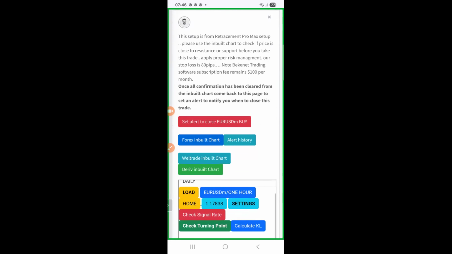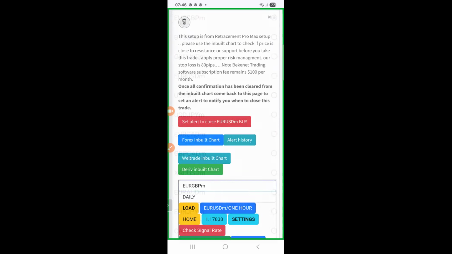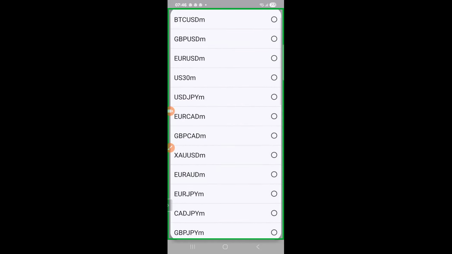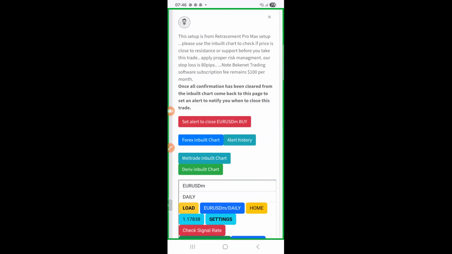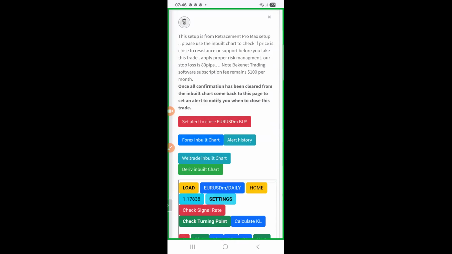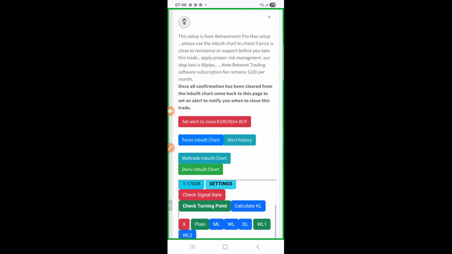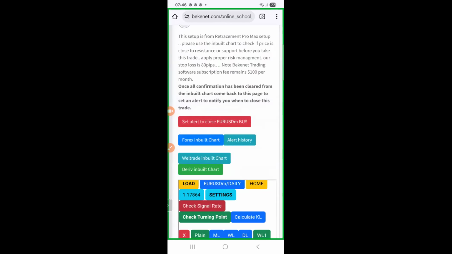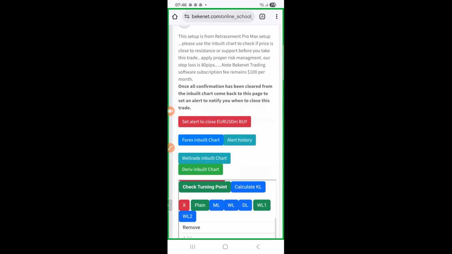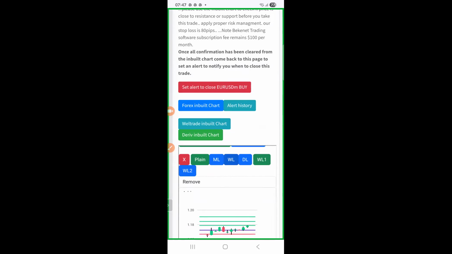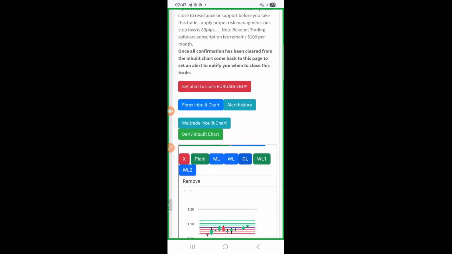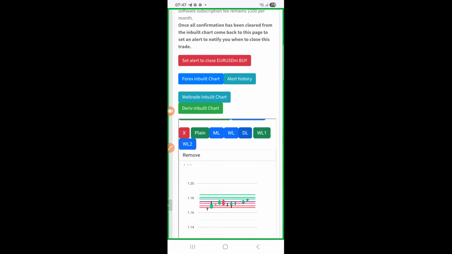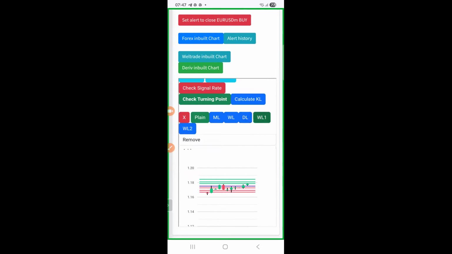Forex inbuilt chart. Then I load EUR/USD. Okay, I click on load settings. Okay, now I want to check the rate, how strong this is. It says 77% accuracy. All right, so I click on weekly key level. All right, so look at it. It's above pivot point. Daily key level is above pivot point. This is super amazing. So you can see EUR/USD is going to continue to buy for a long time.